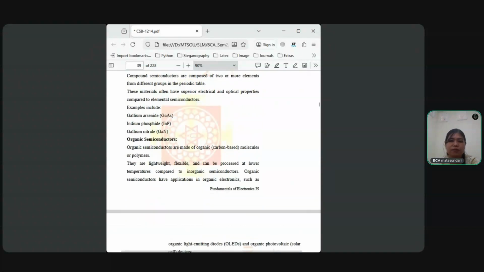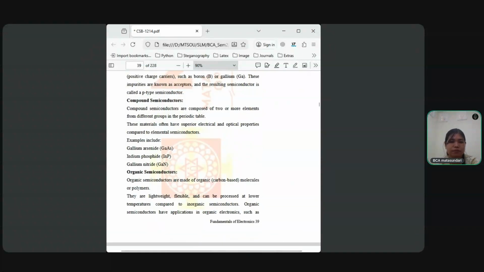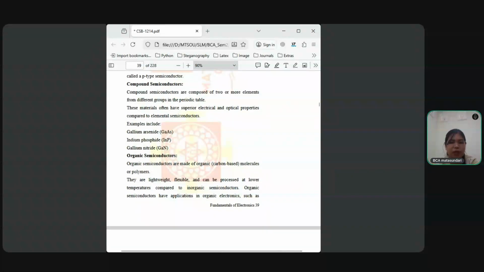Compound semiconductors. Compound semiconductors are composed of two or more elements from different groups in the periodic table. These materials often have superior electrical and optical properties compared to elemental semiconductors. Examples: gallium arsenide, GaAs; indium phosphide, InP; gallium nitride, GaN.